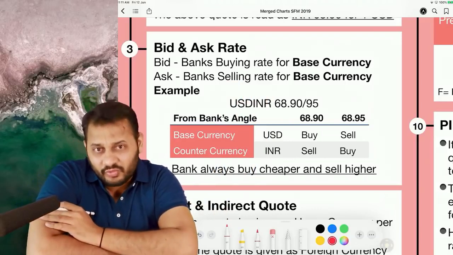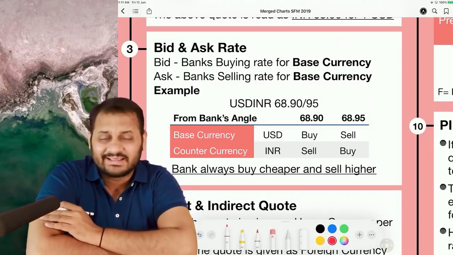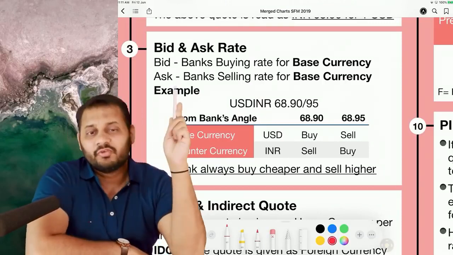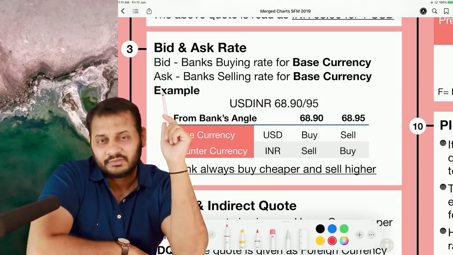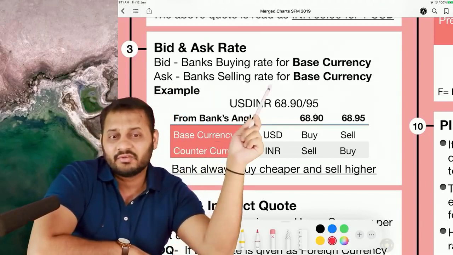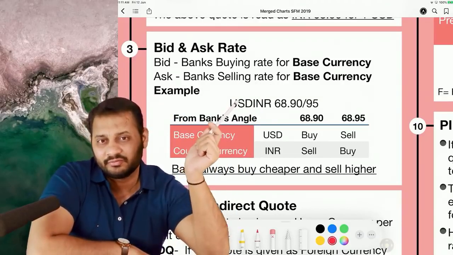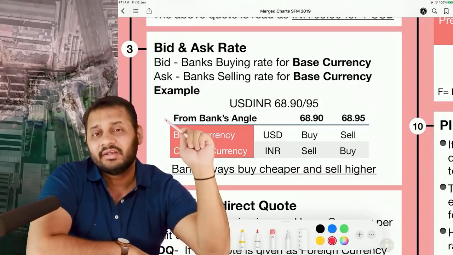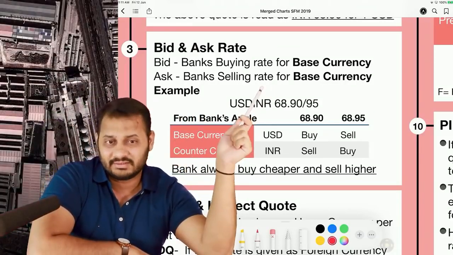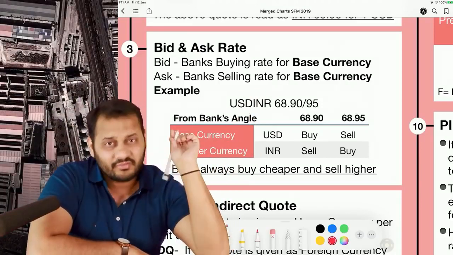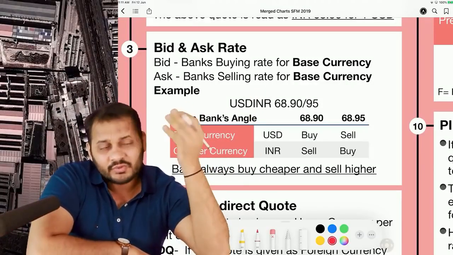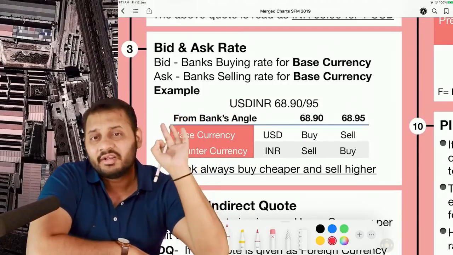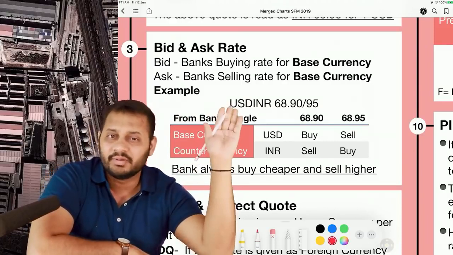So if you don't want to make mistakes in the exam or in any question, before picking up bid or ask, make sure that you understand what the base currency is in any quote, first of all. And bid and ask have to be interpreted in the form of base currency. Doesn't matter what your requirement is. You want to sell pounds, you want to sell INR, you want to sell dollars, doesn't matter. Convert your requirement into the base currency.